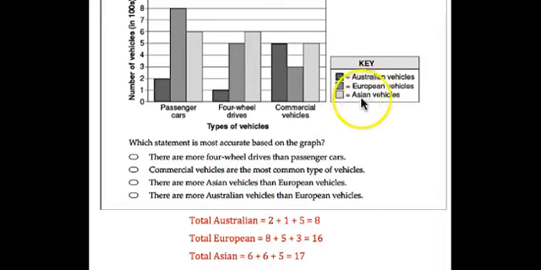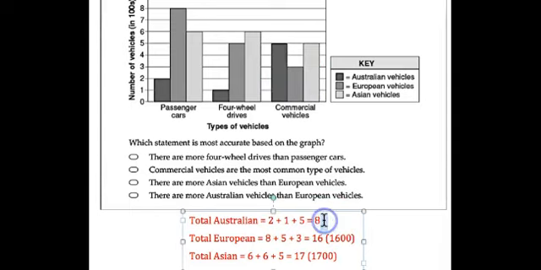So Asian, the lightest one, let's just add them up. We've got 6. Now remember, these are 600s. That's in hundreds. So we're just going to go 6 plus 6 plus 5 is 17. But that really is 1700. And European vehicles, if we just add the heights of those, we've got 8 plus 5 plus 3, which is 16, but that really represents 1600.